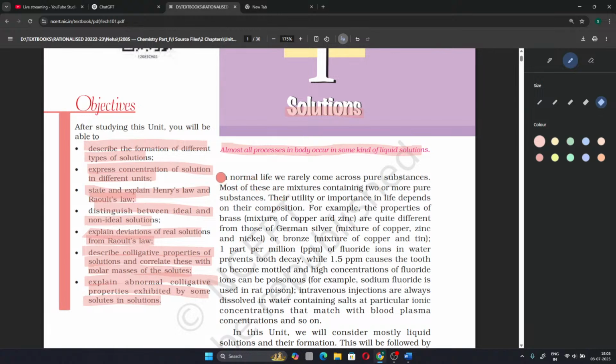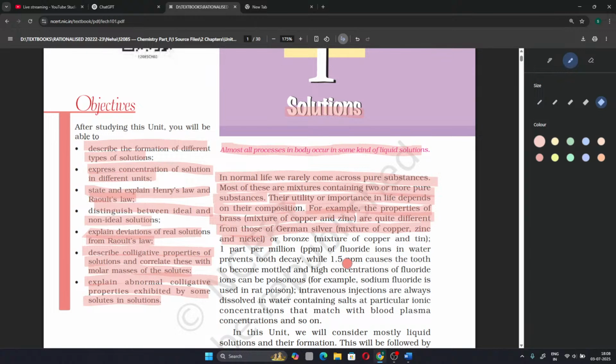In normal life we rarely come across pure substances, like elemental substances in elemental forms. Most of these are mixtures containing two or more pure substances. Their utility or importance in life depends on their composition. For example, the properties of brass, which is a mixture of copper and zinc, are quite different from those of German silver, a mixture of copper, zinc and nickel.